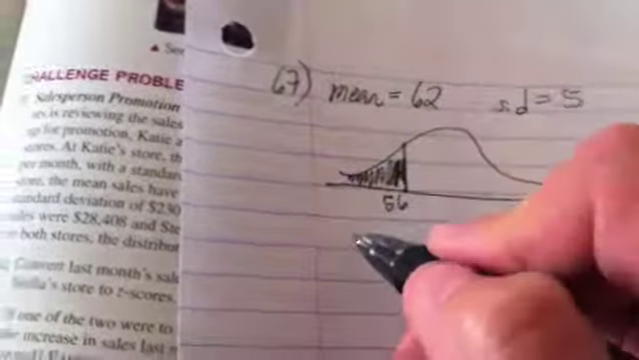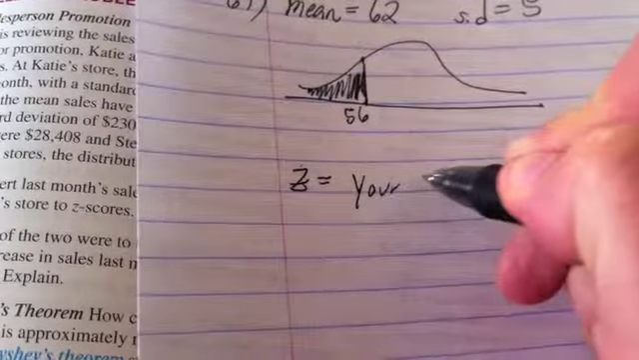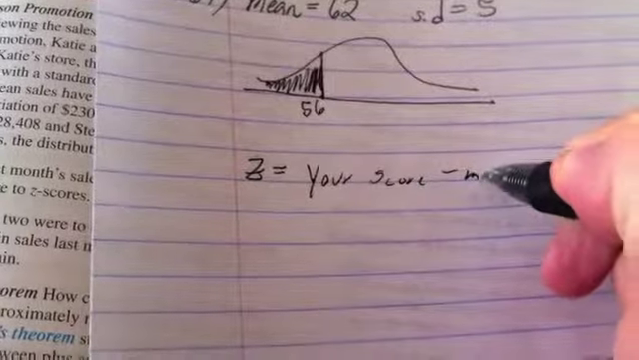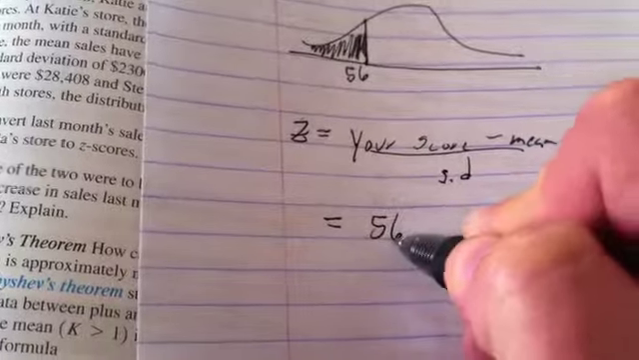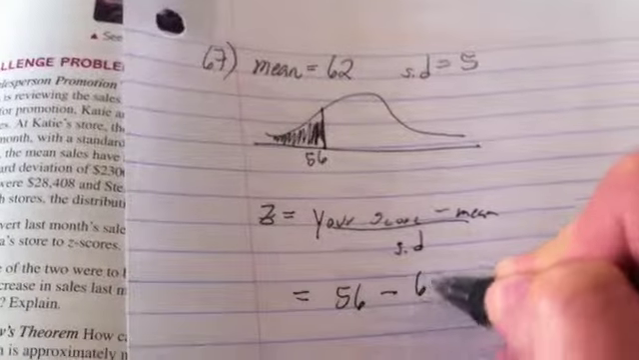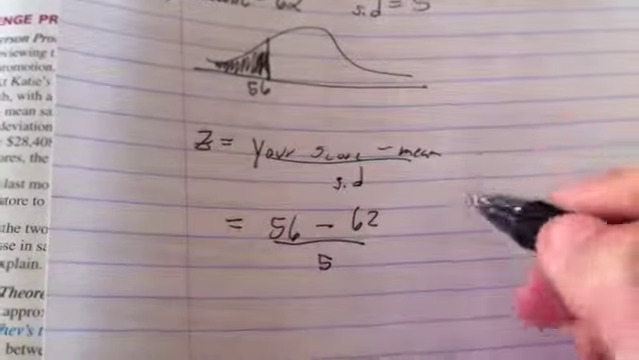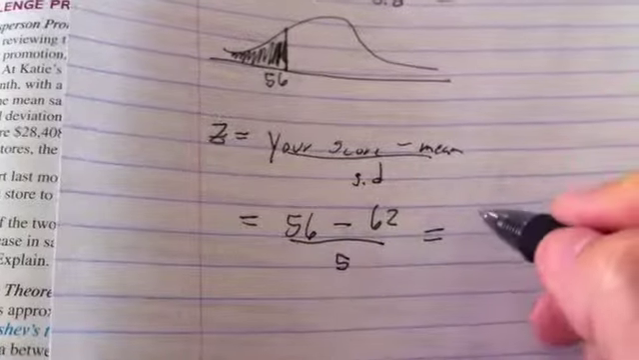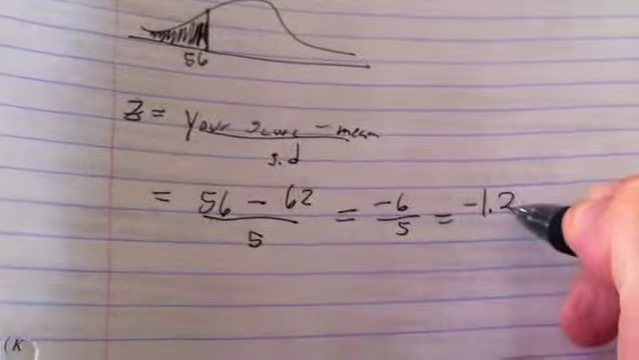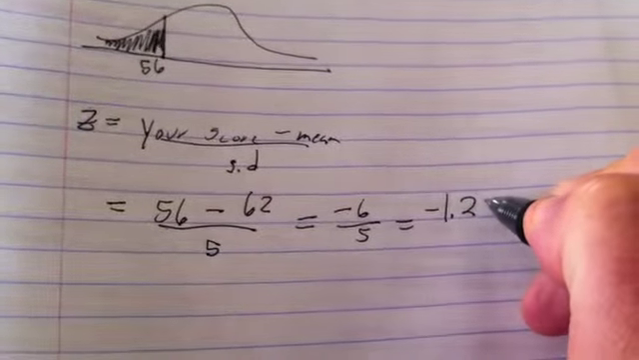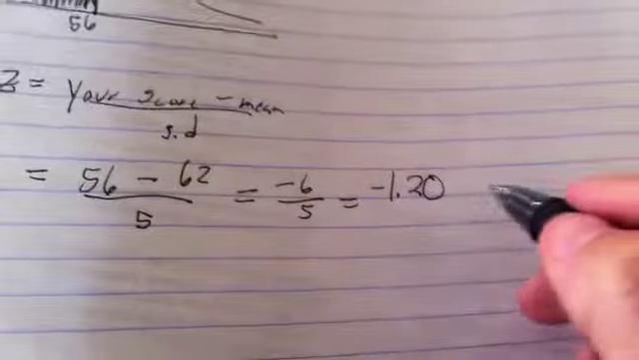We need to convert this to a z-score. So remember, to take a z-score, it's your score minus the mean over the standard deviation. So our score here is 56 minus the mean is 62 over the standard deviation is 5. And that's going to give me 56 minus 62 is minus 6 divided by 5 is going to give me negative 1.2. Remember, I kind of want my z-scores rounded to 2 decimal places, so I'm going to throw a 0 on it to make it better for my table.